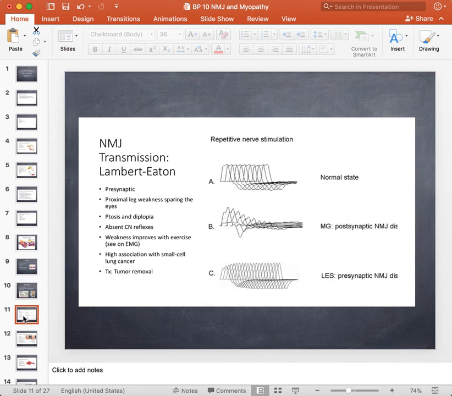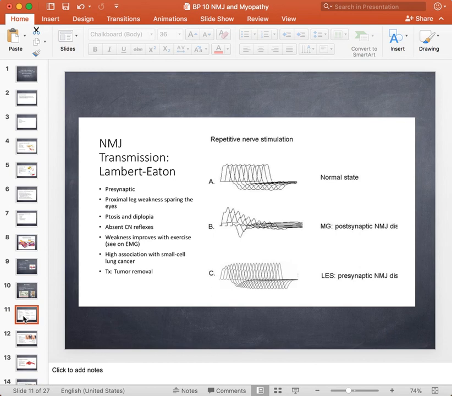So the problem here is you have a malignancy. Your immune system is responding to that malignancy, and the epitope on the tumor is very similar to the presynaptic channel, so that it can't normally depolarize. Did I get that right? Yep, very simple summary.